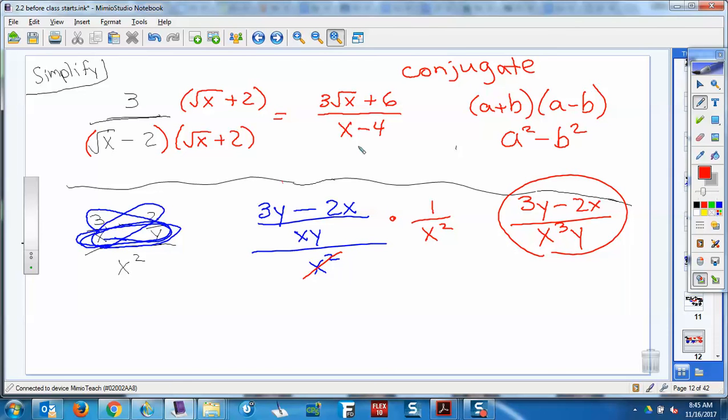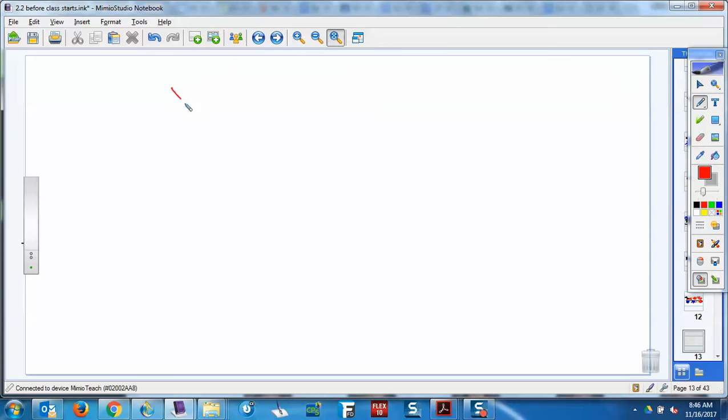X minus 4. But again, that idea of doing the conjugate, what that did is it got rid of that right there. Okay? Now, to be honest, I probably could have made up a better problem there. This would be the type of problem we would do with something like that. This is what our problem would probably look like. Okay, let's say we had this problem right here. This is the type of problem we would probably be dealing with.